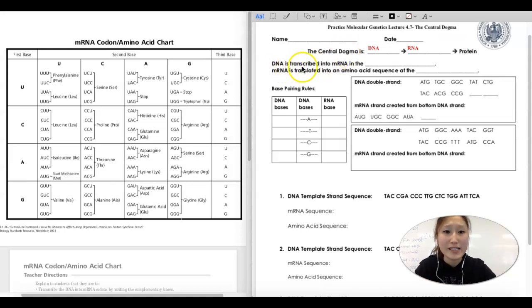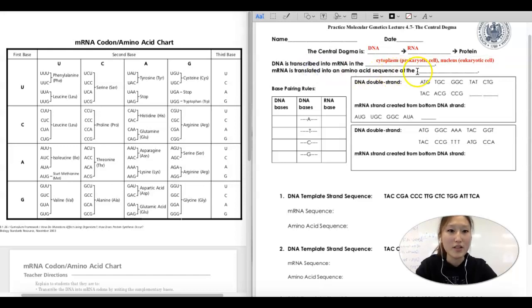So the next one, DNA is transcribed into mRNA in the cytoplasm. What did I just say? In the cytoplasm, if this were to be a prokaryotic cell, right? Because the prokaryotic cell doesn't have a nucleus. But you should say the nucleus if this were to be a eukaryotic cell.